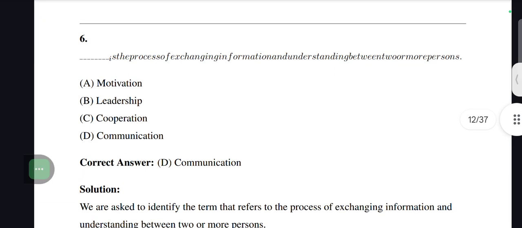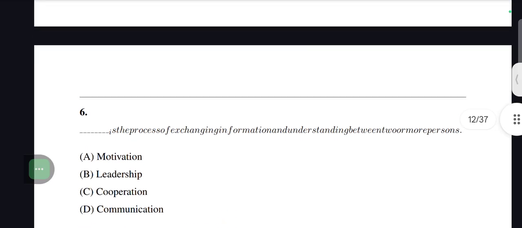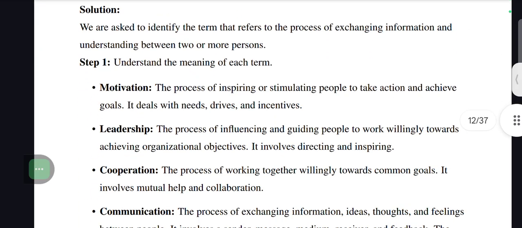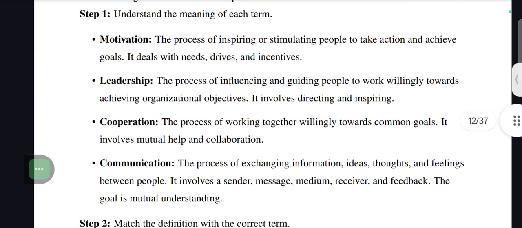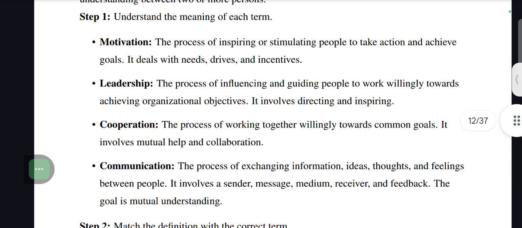Next, sixth one: dash is the process of exchanging information and understanding between two or more persons. Motivation, leadership, cooperation, communication. Okay, these are the options that they have given. Now let us understand each and every term. Motivation: what is motivation? It is a process of inspiring or stimulating people to take some action. Whereas leadership is the process of influencing and guiding people to work willingly towards achieving their goals and objectives. The leader motivates them.